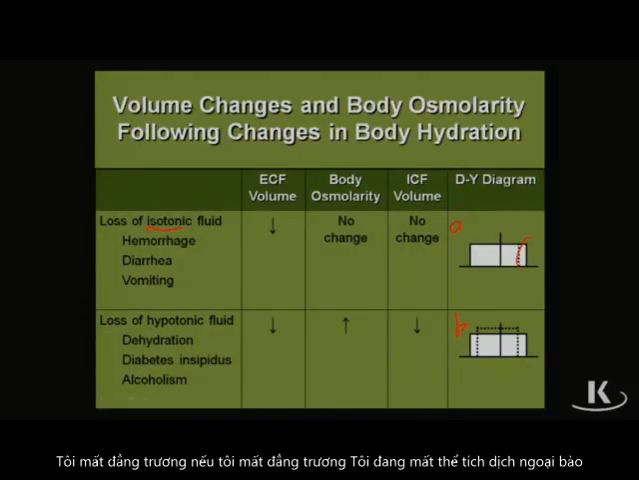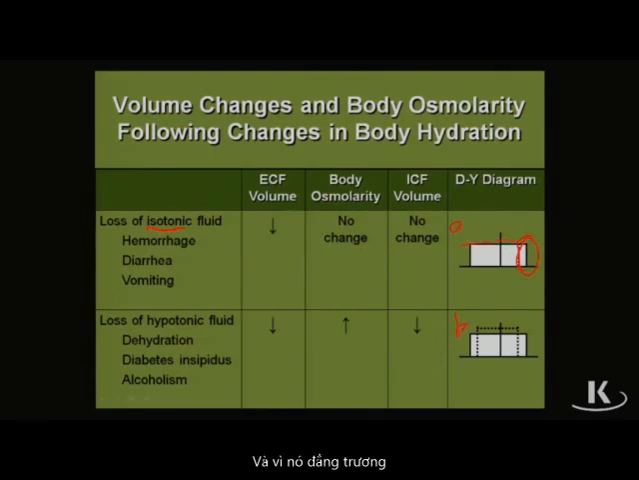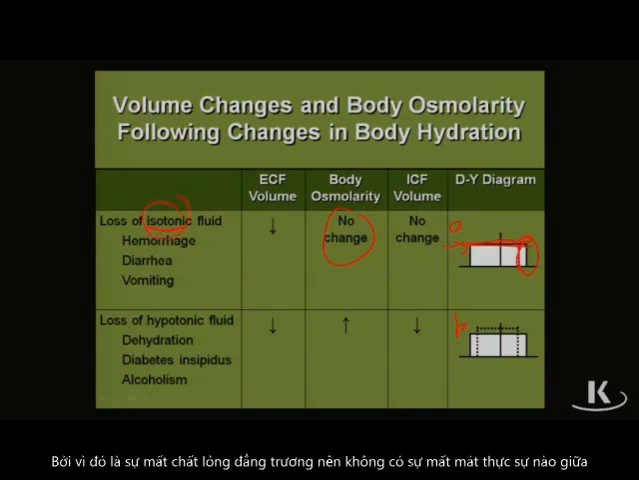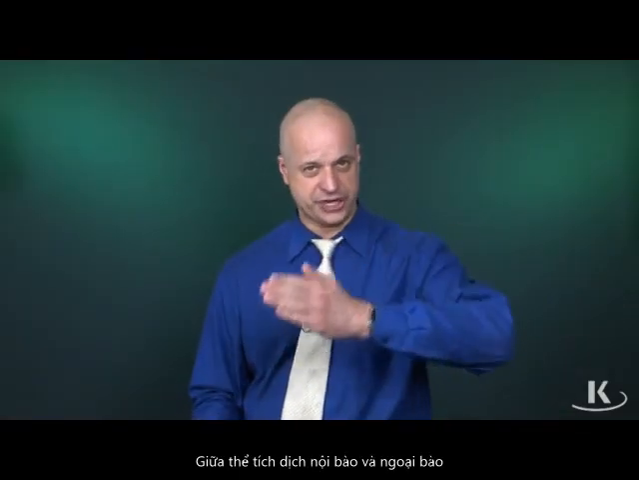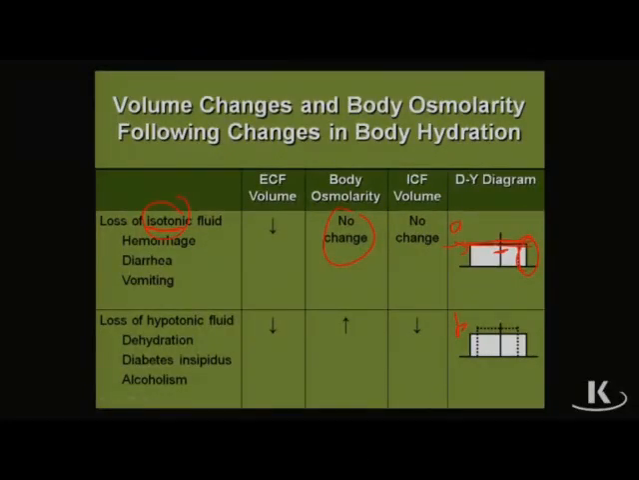I lose isotonic. If I lose isotonic, I'm losing extracellular fluid volume. And since it's isotonic, the overall osmolality stays the same, and that's why this line stays up there the same. Because it's loss of isotonic fluid, there is no net loss either way between the intracellular and extracellular fluid volume components. Diarrhea at the beginning is isotonic. Eventually, though, diarrhea will dehydrate you. Same with vomiting, but at the beginning, it's loss of isotonic solutions.